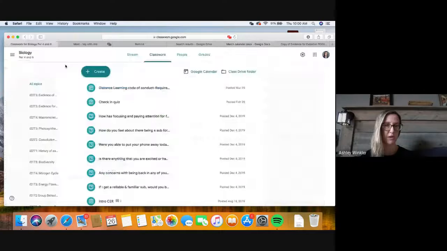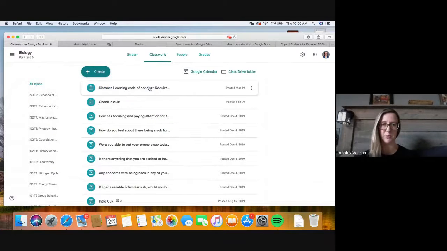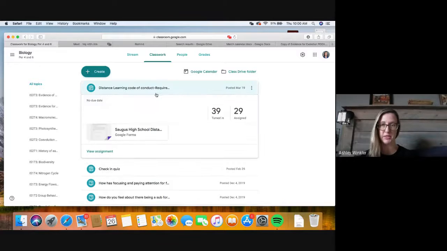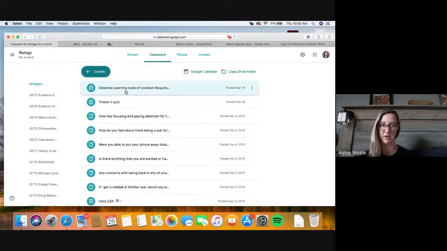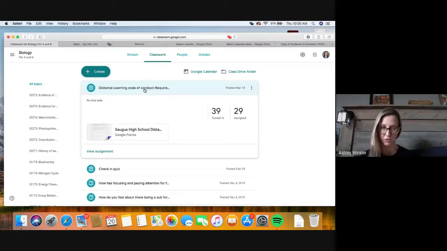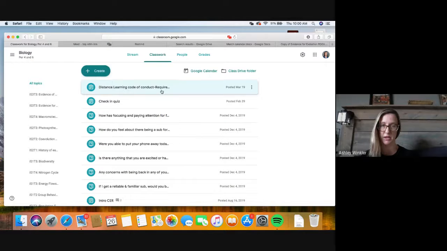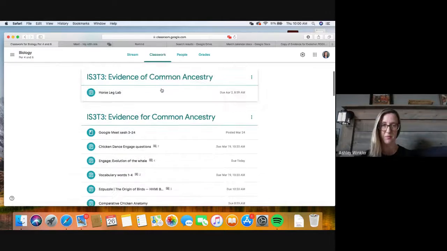So if you come over here to Google Classroom, one thing that I want to make sure, because a lot of people are not doing this, I posted this code of conduct, the distance learning code of conduct. I need everybody to be turning this in. This is not in a topic, it's just at the very, very top of our classwork. Please do the code of conduct. Otherwise, I'm going to be forwarding your names to our administrators.